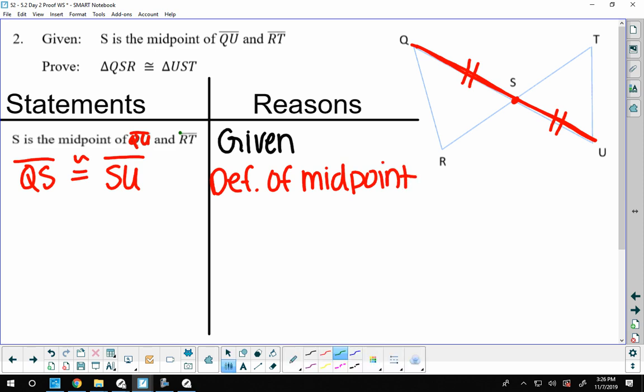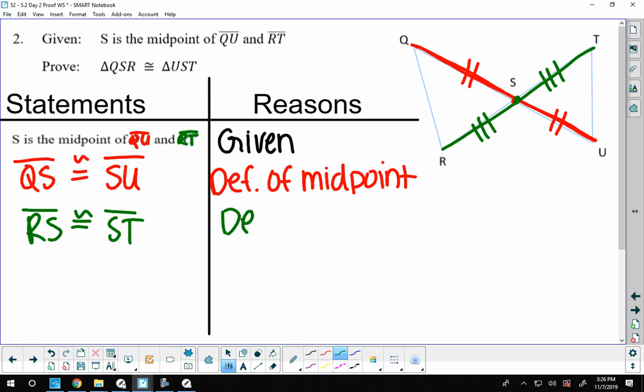Then we have segment RT. So let me highlight segment RT, and we know that S is the midpoint of segment RT, which means this half is congruent to this half. So segment RS is one half, is congruent to the other half, which is segment ST. And again, that's by definition of midpoint, since we knew S was the midpoint of segment RT. There's no reason I used 2 tick marks and then 3 tick marks. We could have used 1 and then 2.